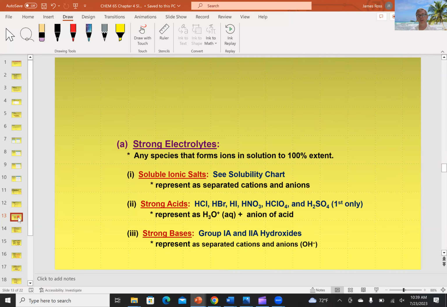Strong bases, on the other hand, are any group 1 or group 2 hydroxides. So group 1 here are the alkali metals, group 2 are the alkaline earth metals. These are not an exhaustive list, but these are worth knowing by heart.